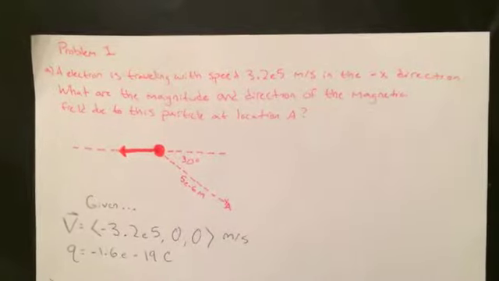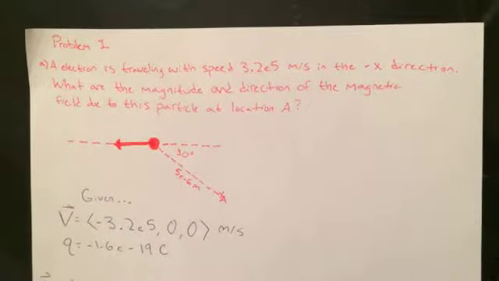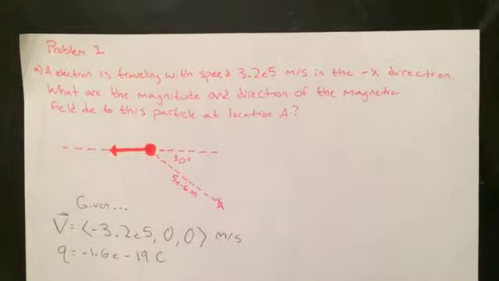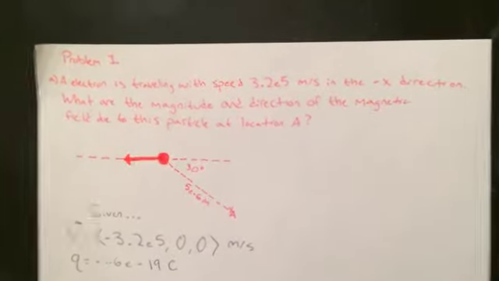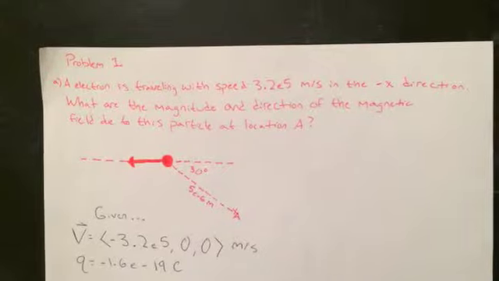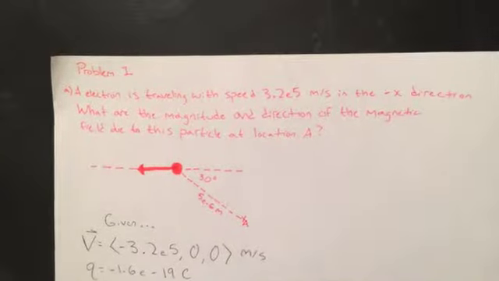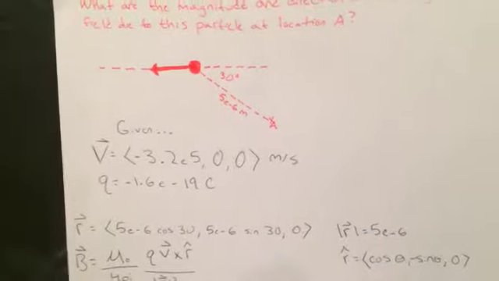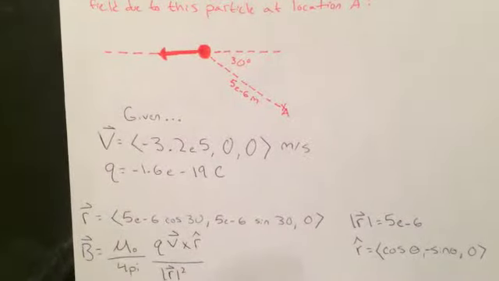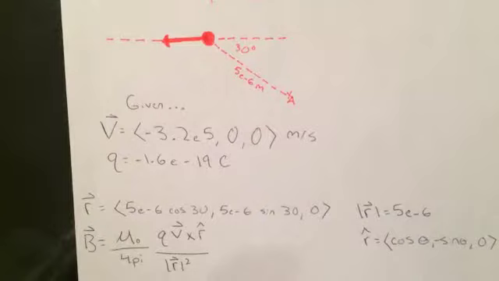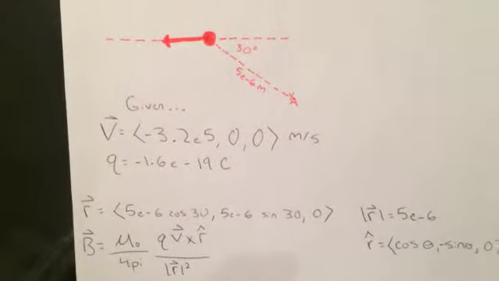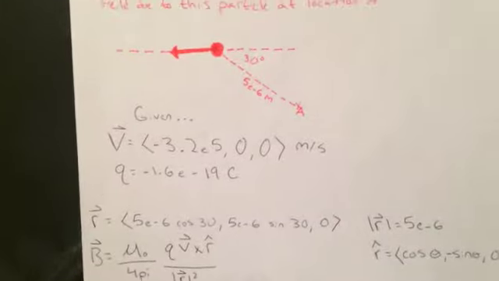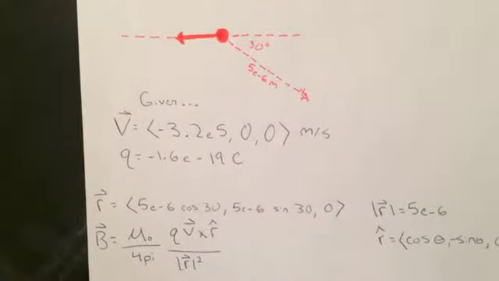So the first problem says, an electron is traveling with speed 3.2e5 meters per second in the negative x direction. What are the magnitude and direction of the magnetic field due to this particle at location A? Here we can see a diagram, and we're given the velocity, which is negative 3.2e5, comma 0, comma 0, because it's going in the negative x direction. And the charge, because it's an electron, is negative 1.6e-19 coulombs.